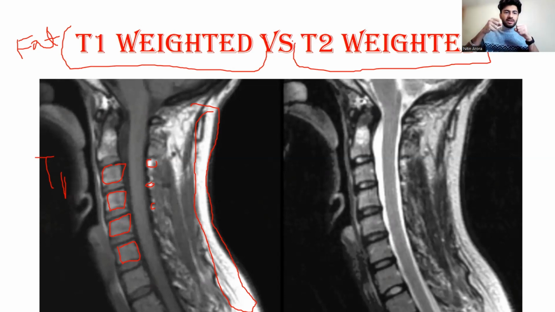MRI machine captured that energy and showed you this first image, T1 weighted image. Then came the water, T2. So water protons took some more time to come back to their normal position, to realign back to the normal position, to dephase back to the normal position, to lose the resonance they gained in that MRI machine. So that is when we get the T2 weighted image.